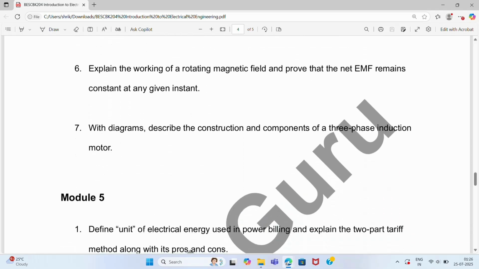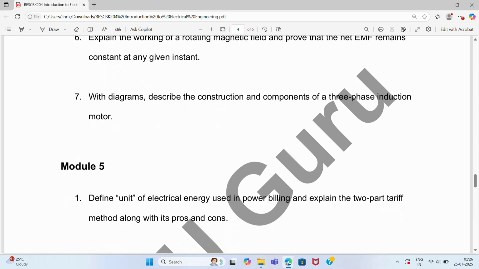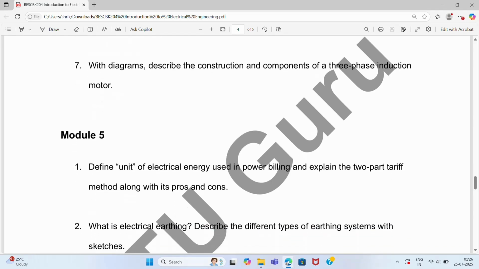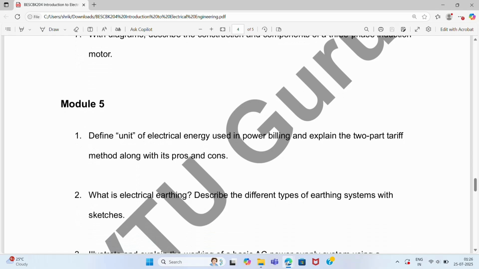Last module, fifth module. Derive the unit of electrical energy used in power billing and explain the two-part tariff method along with its pros and cons. What is electrical earthing? Describe the different types of earthing system with sketches.